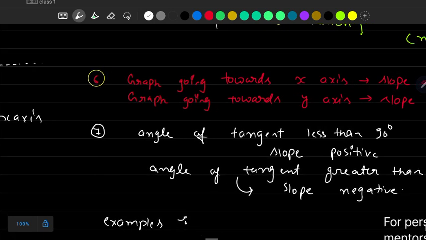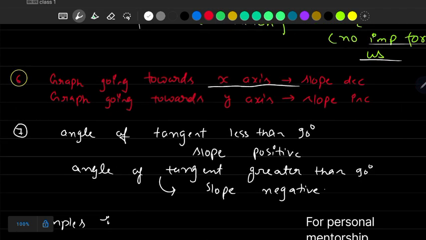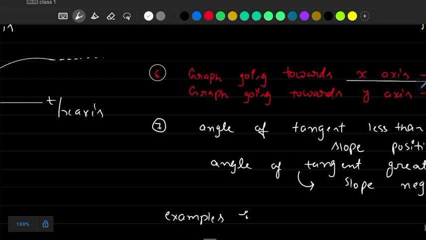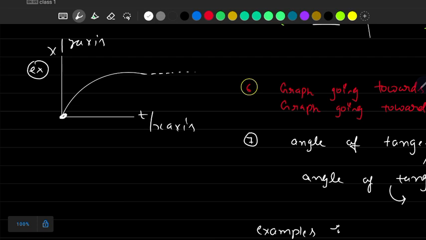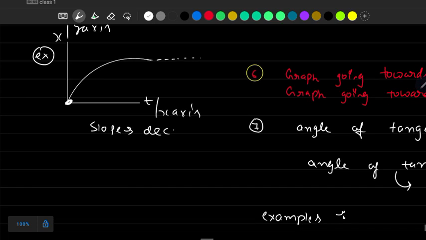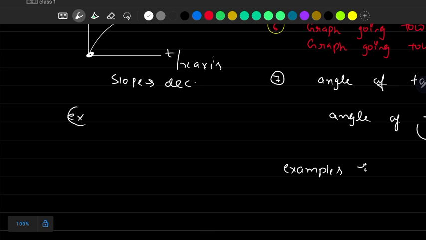So we know that if the graph is going towards the x-axis, the slope decreases. It means its slope will decrease. Now you take this one as an example. If you see this graph, where is it going? From the origin it started and it's going up. Up means y direction. So its slope is increasing.